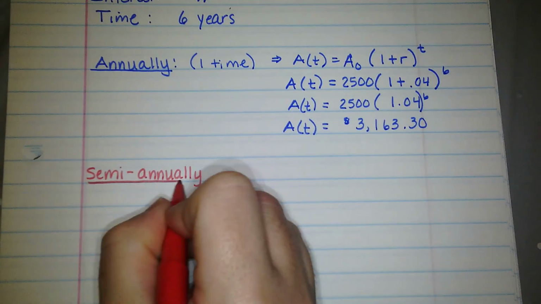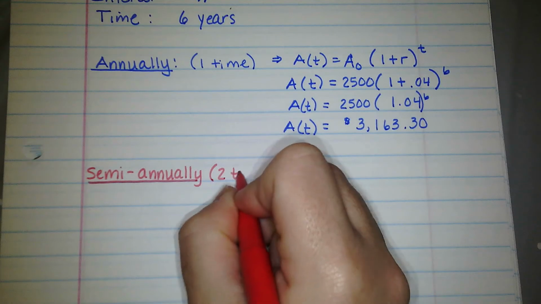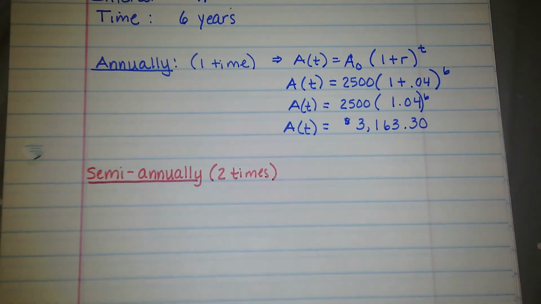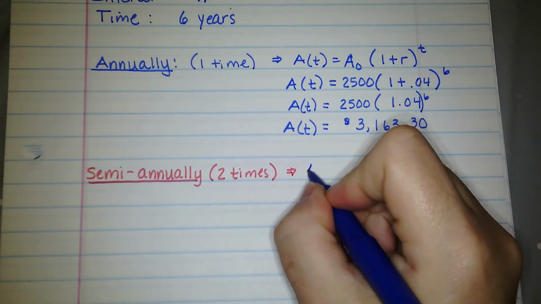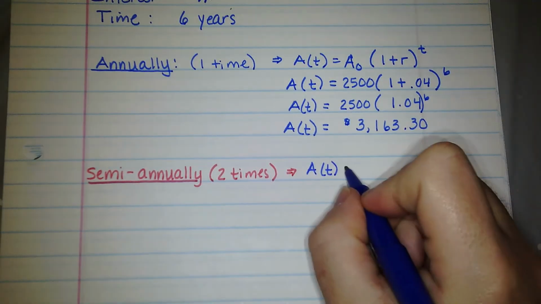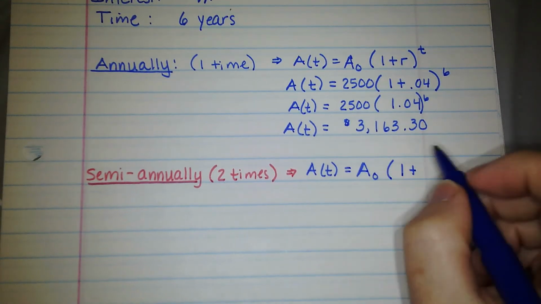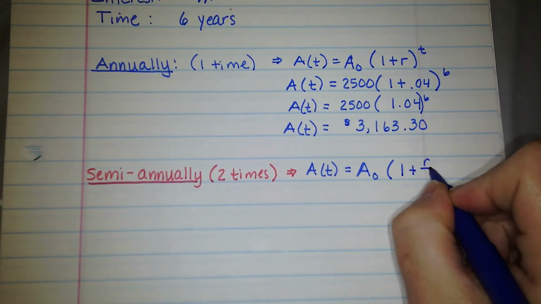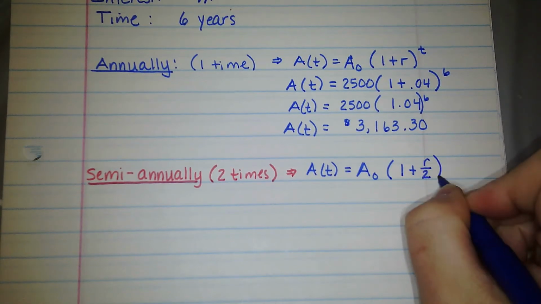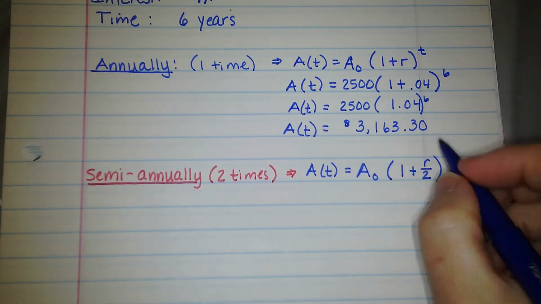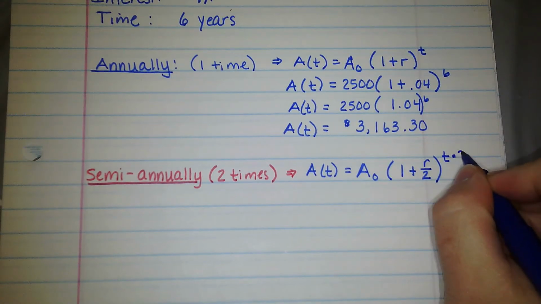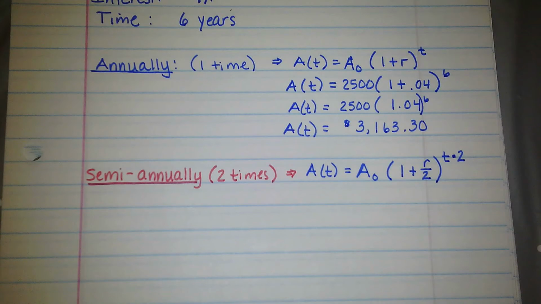Now, semi-annually means that you would compound twice, 2 times per year. Okay, and what's going to change is we're going to have our normal growth formula, except we have to take our rate and divide it by 2, because we're dividing it by the number of times, and then we're going to take our time and multiply it by 2. So that's how the formula gets modified. All other information is the same.